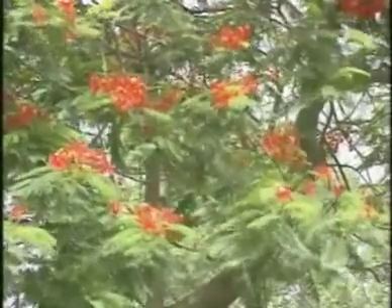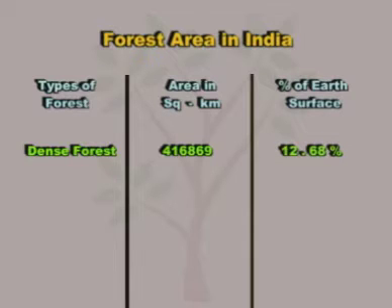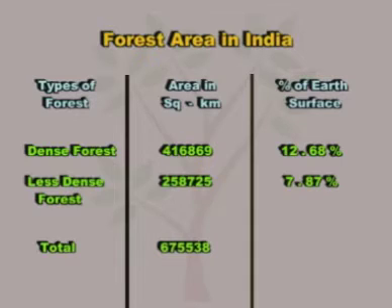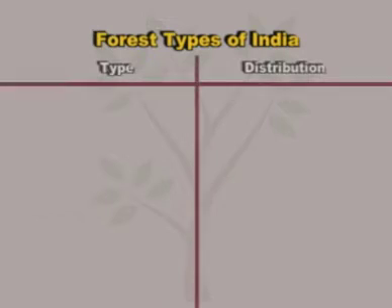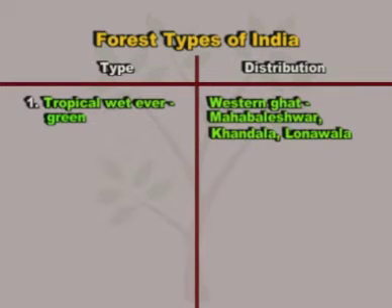It is estimated that fully grown forest area in India: Dense forest 4,16,869 square kilometers, 12.68% of Earth's surface. Less dense forest 2,58,725 square kilometers, 7.87% of Earth's surface. Total forest area is 6,75,538 square kilometers, that is 20.55% of Earth's surface. Types of forest in India. Tropical wet evergreen is found in Western Ghats, Mahabaleshwar, Khandala and Lonavala.